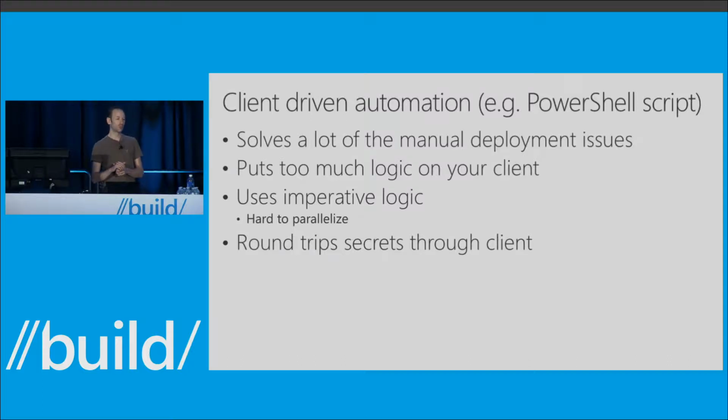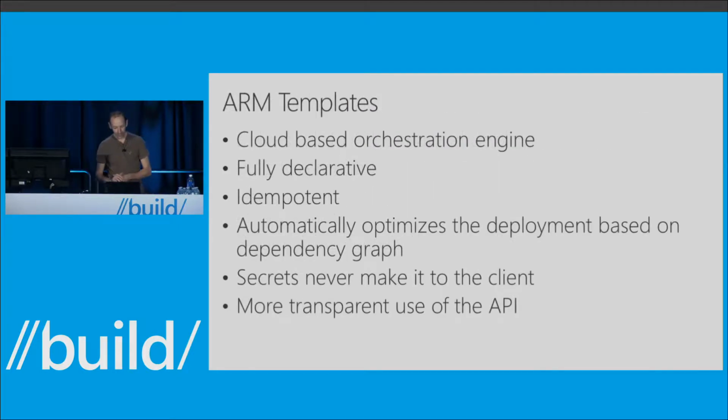And code is hard to parallelize. For instance, if you have two resources that don't depend on each other and that could very well be provisioned at the same time, if you write a PowerShell script, chances are you're going to do it sequentially. There's also something to be said about avoiding round-tripping secrets. If you provision resource A, which could be a website, and you need to get the publishing profile to a different resource, if you do a PowerShell script, chances are you're going to grab it down to your client, push it back to the server.